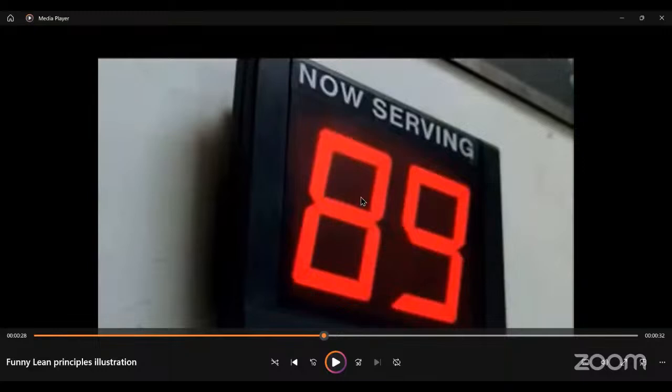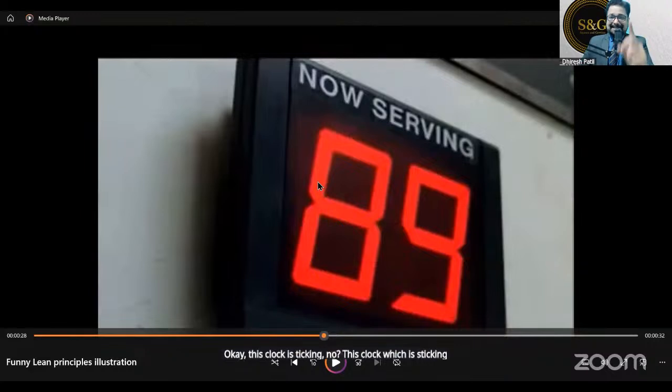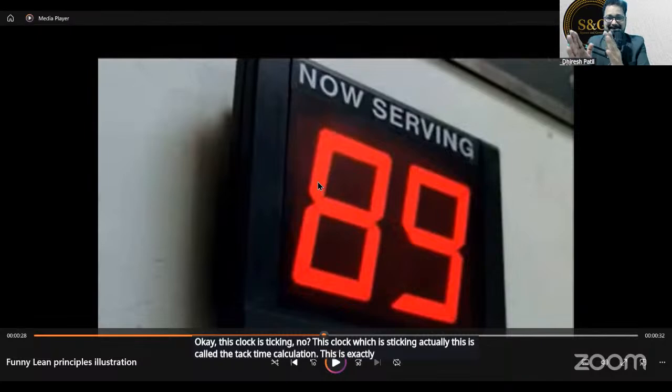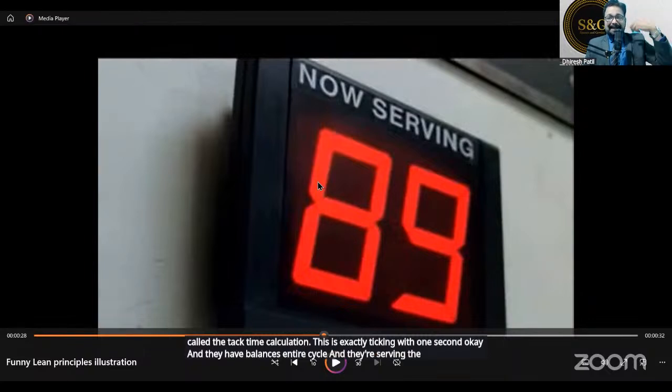Okay, this clock is ticking, no? This clock which is ticking, actually this is called the takt time calculation. It is ticking exactly every 1 second. And they have balanced this entire cycle and they are serving the customer, one customer in 1 second. This entire process is done. And now let's see what happens.